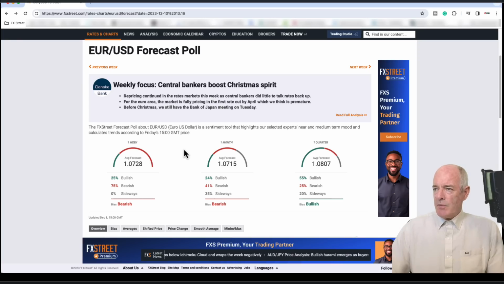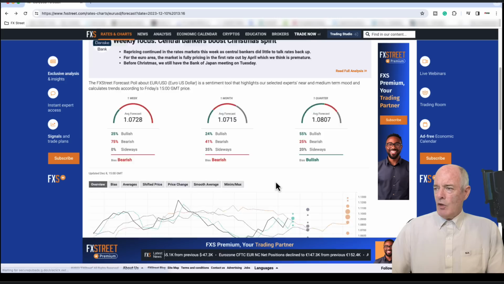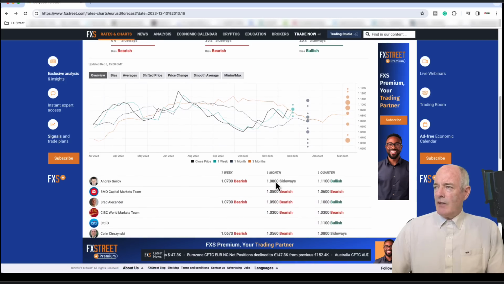And if we look at all the experts, last week they predicted 25% said it would go up, 75% said the currency price would go down, bearish, and so forth. And nobody said sideways. If you look at 1 month, 24%, about the same, said bullish, it would go up. 41% said bearish, 35% said sideways, and we can look as well at the quarterly results. So if we scroll down, what we get every week is a dot plot, and you can see here the dot plots get wider as we go out.